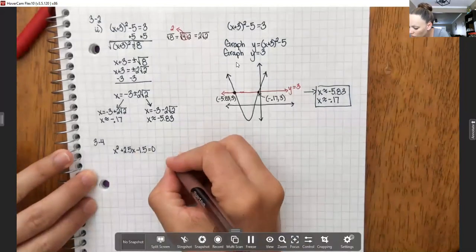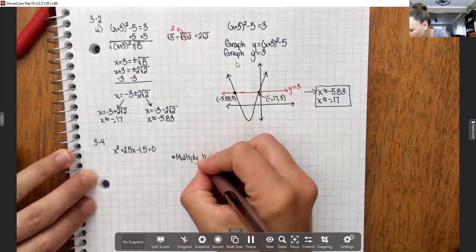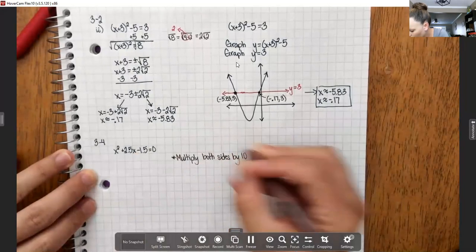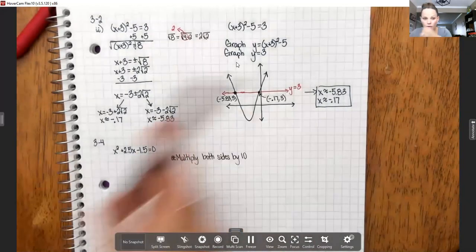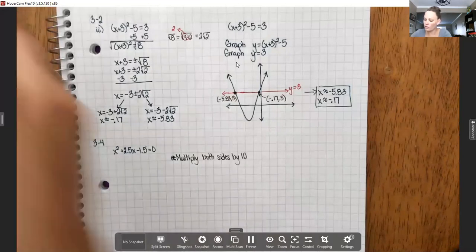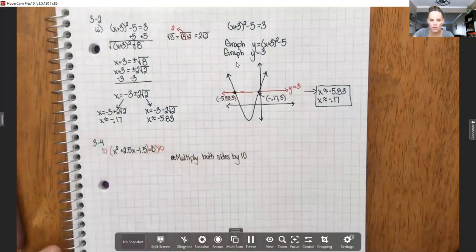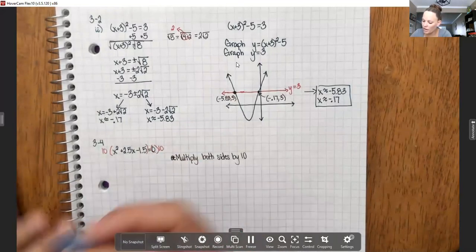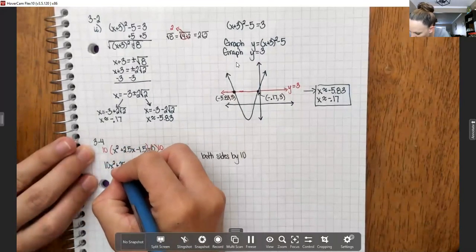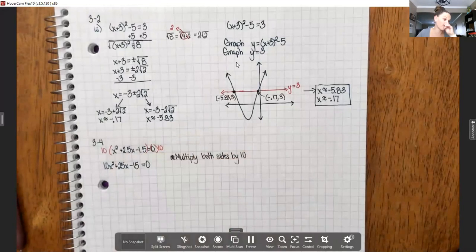So what Walter's talking about is multiply both sides by 10. And this is technically part A. So we're going to distribute the 10 to get 10x squared plus 25x minus 15. And it's still equal to 0. 0 times 10 doesn't change it.